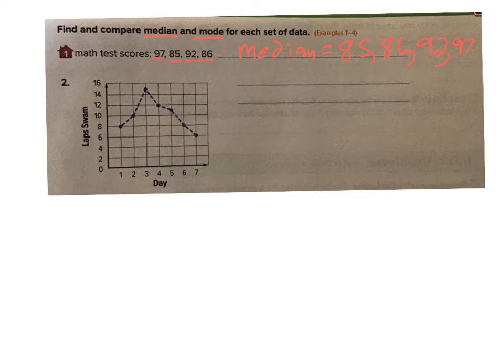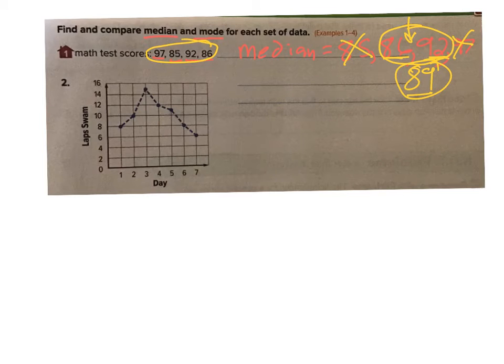All right, now I want to find the middle. So cross out one on each end, and I'm left with these two. I have to find the middle of those two, so I add them together and divide by 2. 86 plus 92 equals 178 divided by 2 is 89. Has to be in the middle here some way. And it's bigger than 86, but smaller than 92. So my median in this set of data is 89.